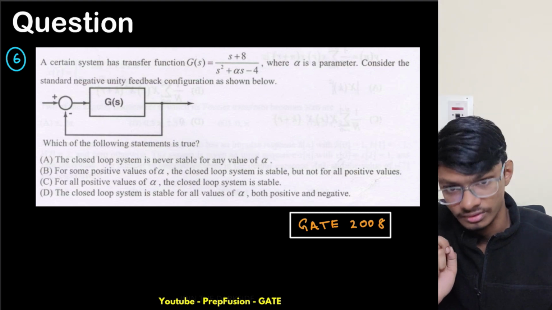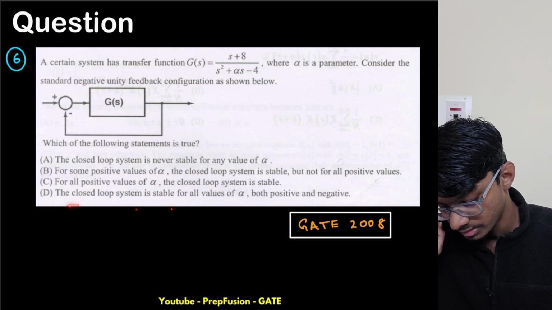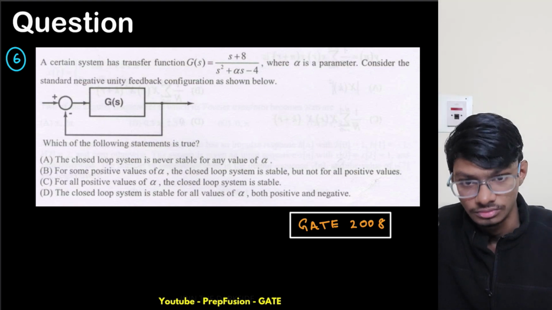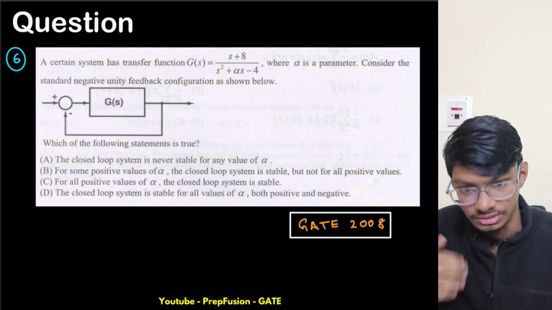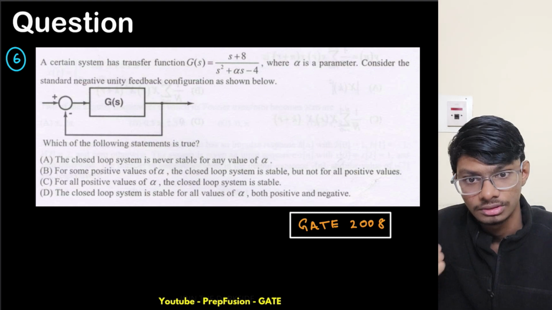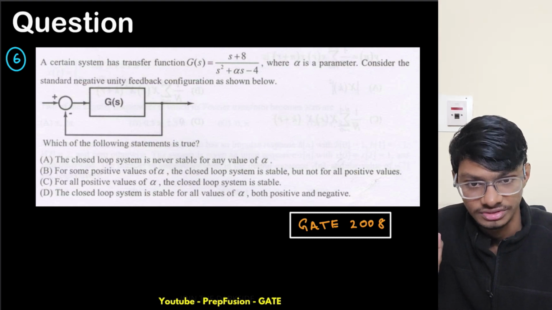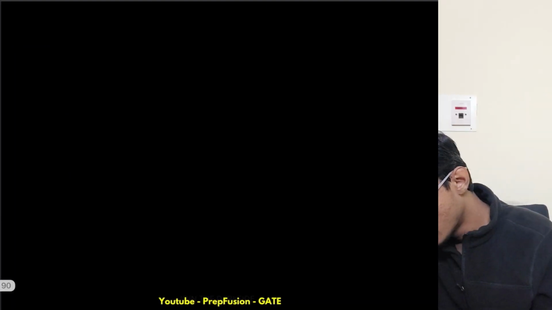For all positive values of alpha, the closed loop system is stable. Again, we have to check. The closed loop system is stable for all values of alpha, both positive and negative. This may also be true. Let's see, we'll check, then we can say about these three statements. How? Simplify the CLTF, then compare the characteristic equation and its coefficients, whether they are positive or negative. So what is my CLTF?